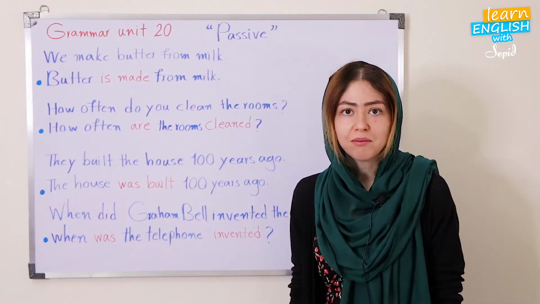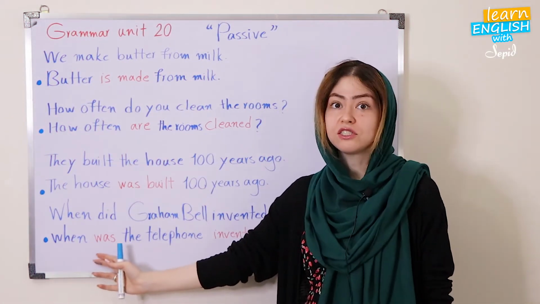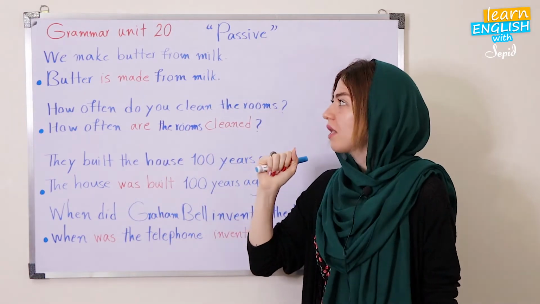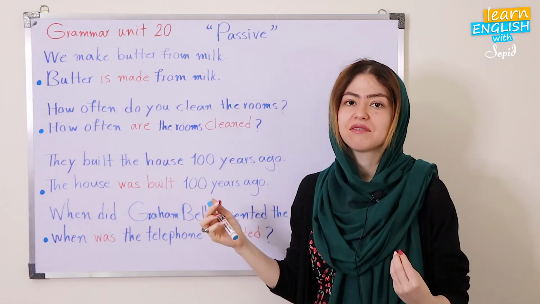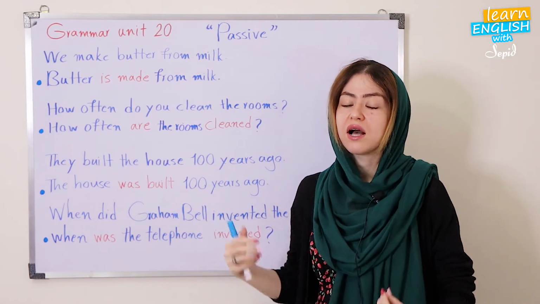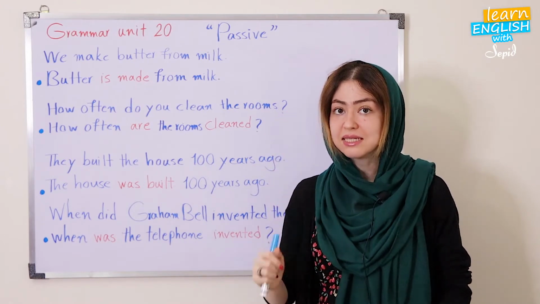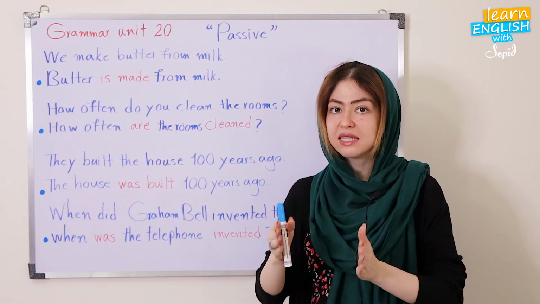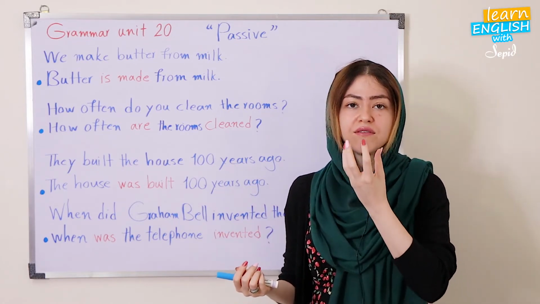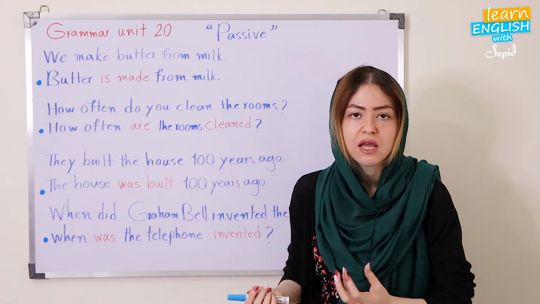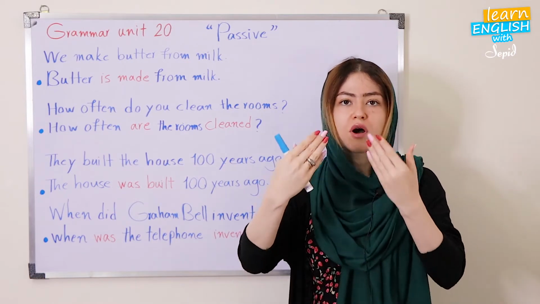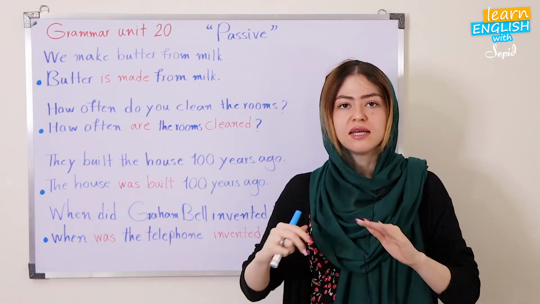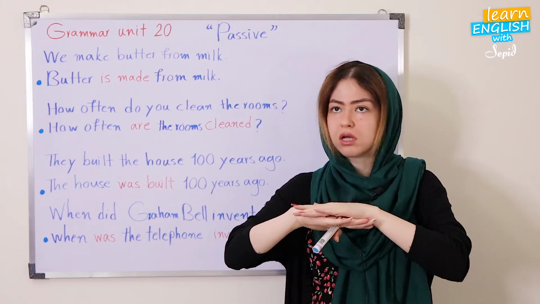Now, there are some examples on the board for us to understand passive better. So, we are working on the passive, but we are only working on simple present and simple past passive. Passive has different tenses, but when you use the passive sentence, you only change the form of the sentence. The tense never changes.